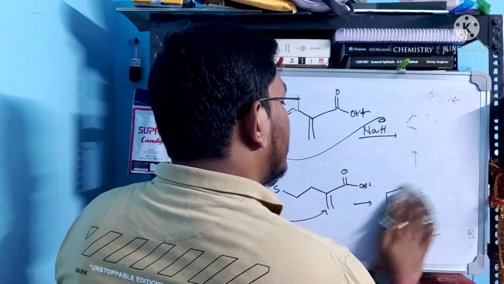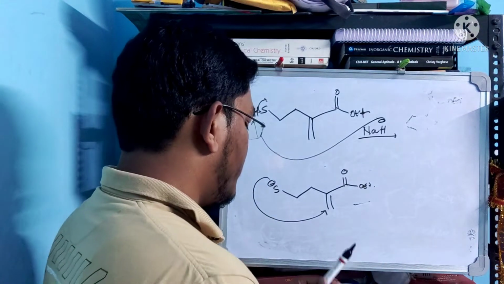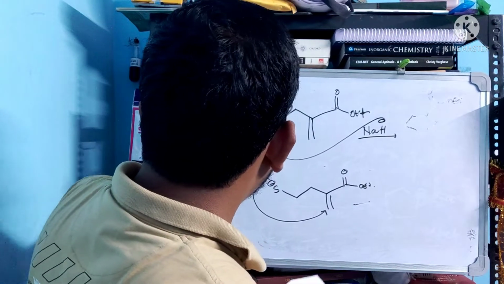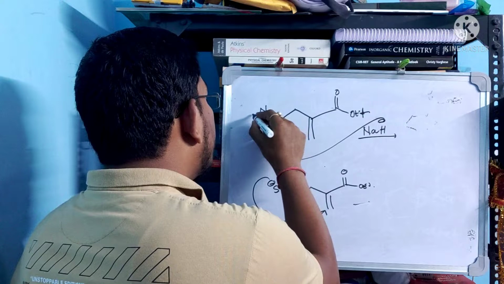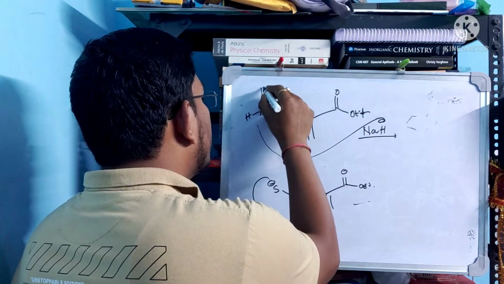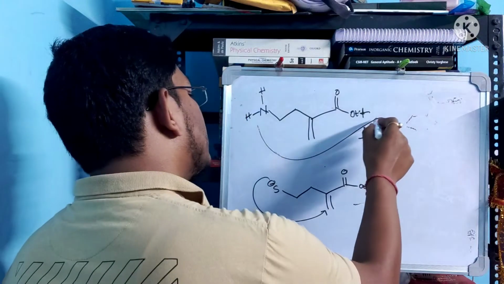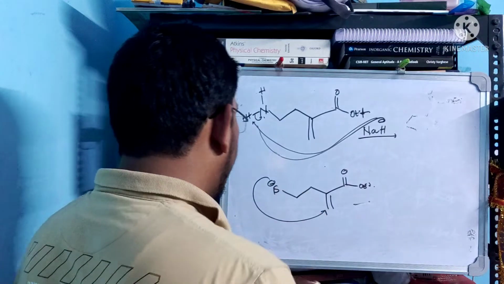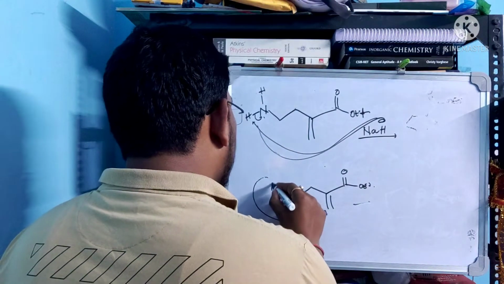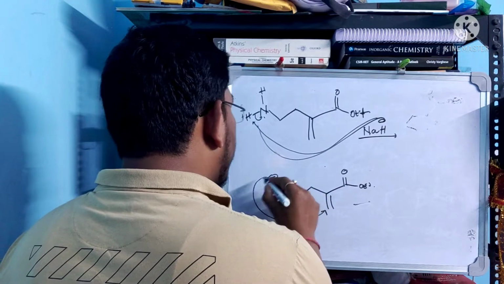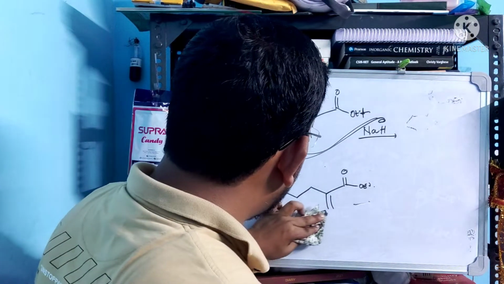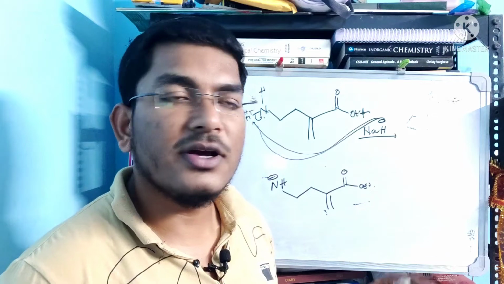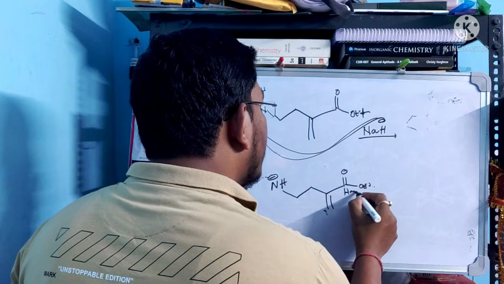If everything is the same, only sulfur is replaced with nitrogen, hydrogen, then what will happen? In the same manner, the base will abstract the most acidic proton and we will get NH minus here. Now NH minus, size is small, charge density is high, where will it prefer to attack? It will prefer to attack the hard center.